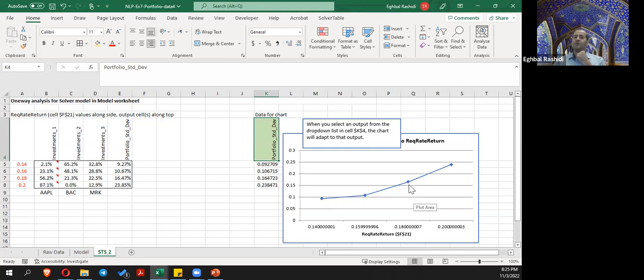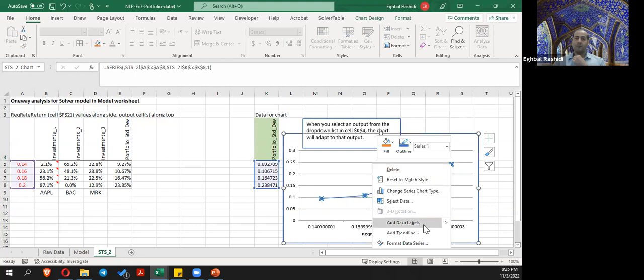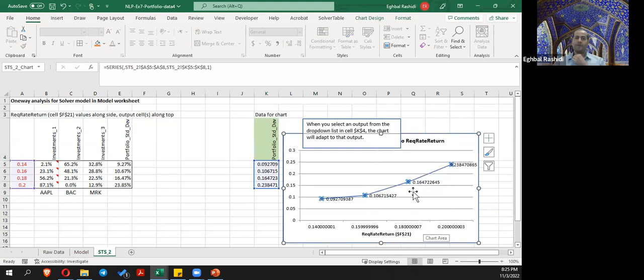You can't have, for example, expect 18% rate of return and have a lower risk of 9% for these values, whatever these values are. So these are the risk. Okay. So for example, if the required rate of return is 18%, you would expect to have higher than 16.5% risk associated with it.